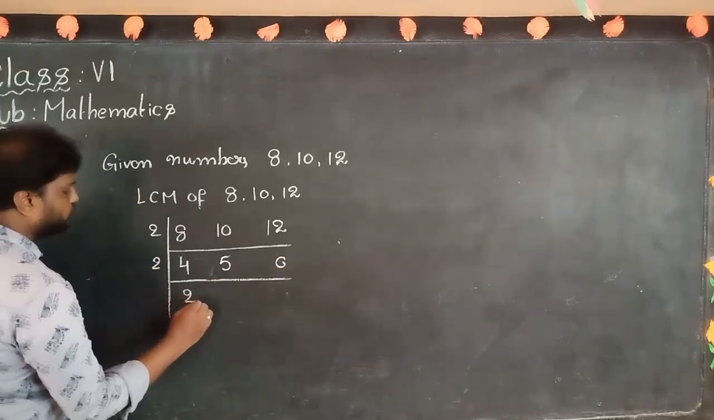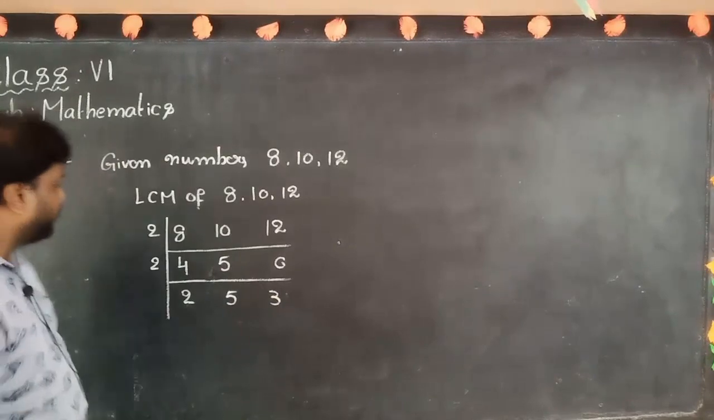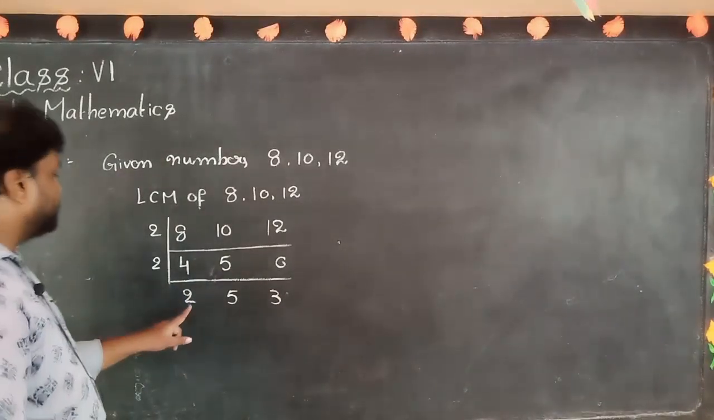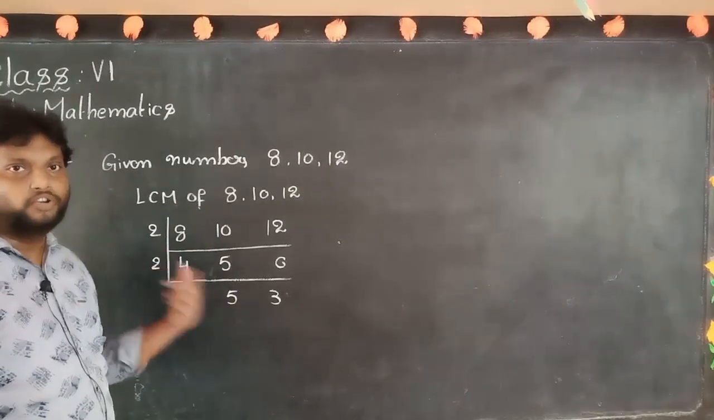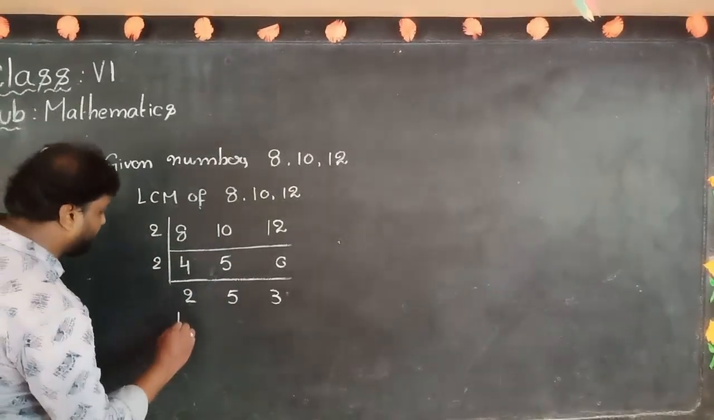Again 2 2s are 4, 2 5s are 10, 2 3s are 6. Okay, all are different values. That's why there's no need to do the process, no need to continue. See here 2, 5, 3, there are no common factors in that. Then we should directly multiply.